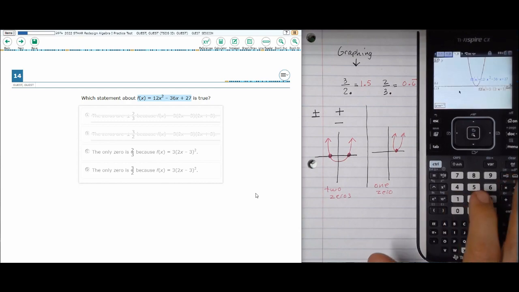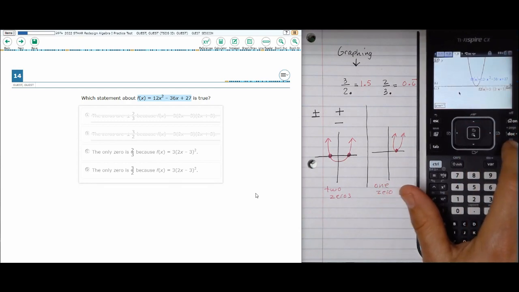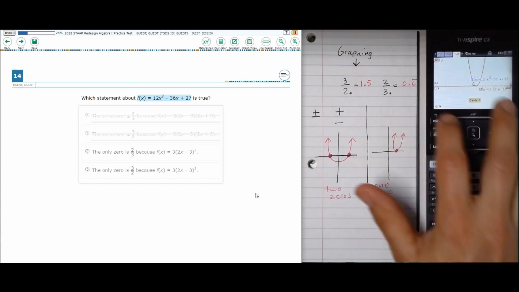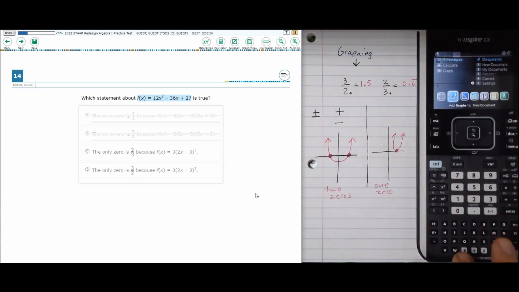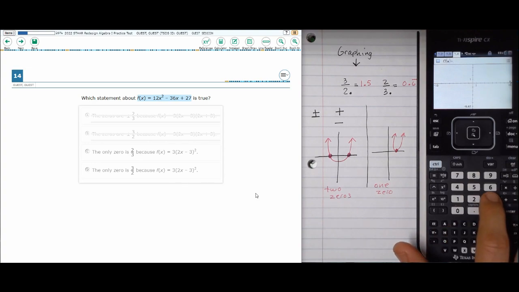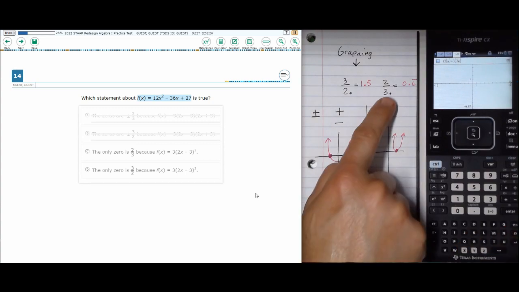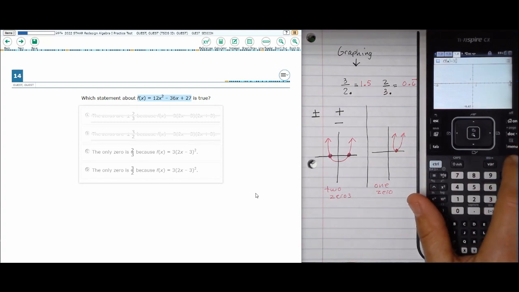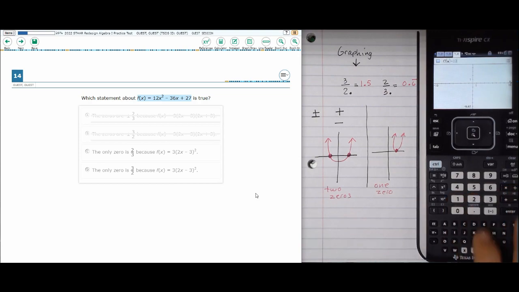So let's try it again. Actually, let me go ahead and zoom out. Escape. I'm going to go back in. I'm going to regraph it real quick because I just want to check that zero. The graph looked right to me, but I do want to check the zero and confirm that it is a positive 2 over 3, in other words, 0.6 repeating. So I'm going to put the original one in. The original one was 12x squared, and then we had minus 36x plus 27. I'm going to hit enter.